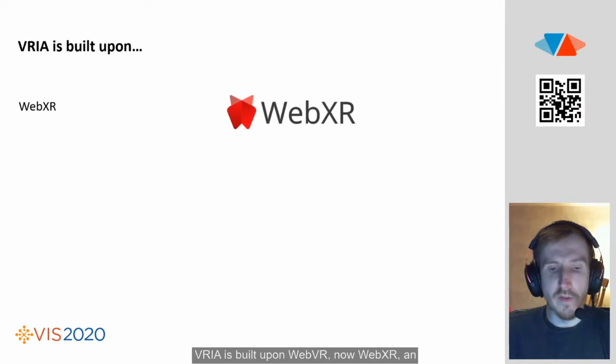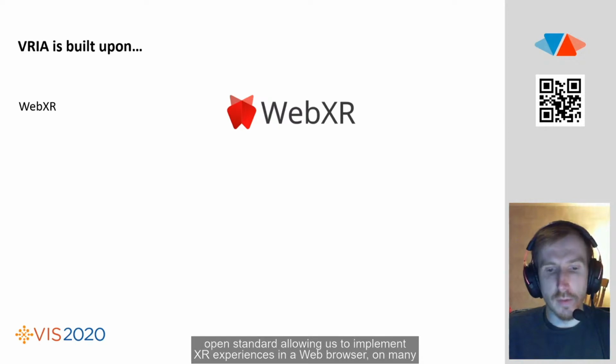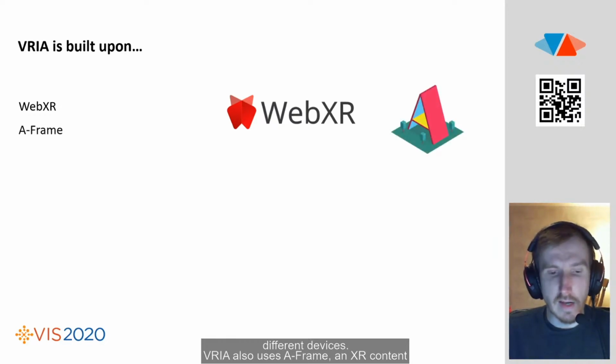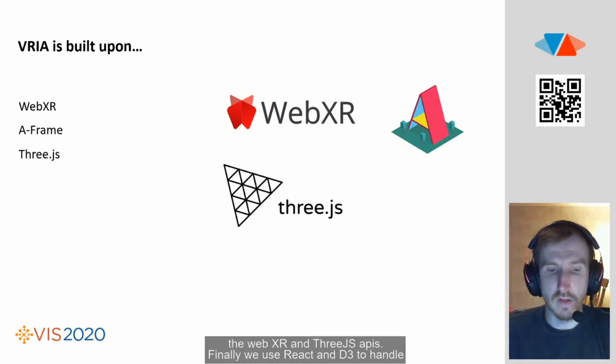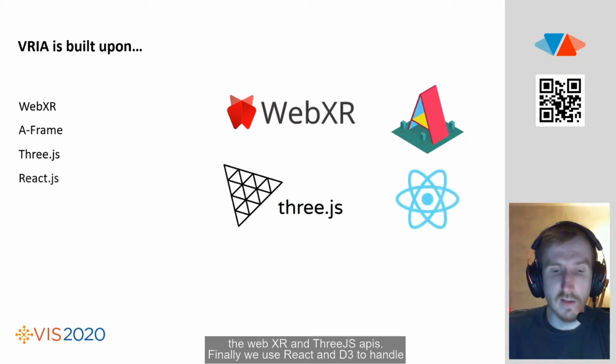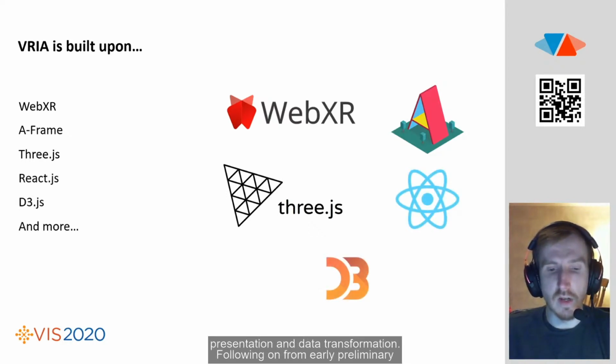Vria is built upon WebVR, now WebXR, an open standard allowing us to implement XR experiences in a web browser on many different devices. Vria also uses A-Frame, an XR content creation library for the web, providing high-level abstractions over the WebXR and three.js APIs. Finally, we use React and D3 to handle presentation and data transformation.